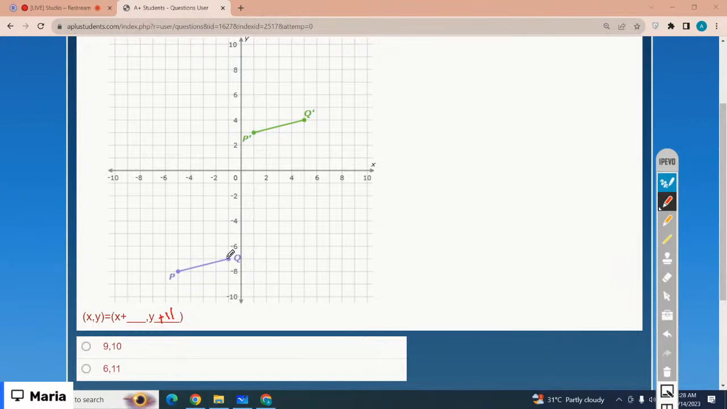And for Q, you moved right. How many right? 1 and 4, 5 right. No. 1 and 5, 6 right. That means x plus 6 and y plus 11. Got it? The second option is the correct one. Got it?